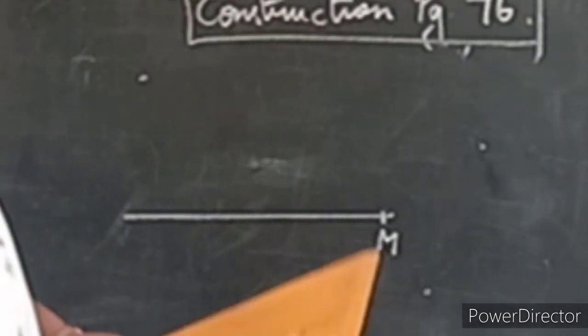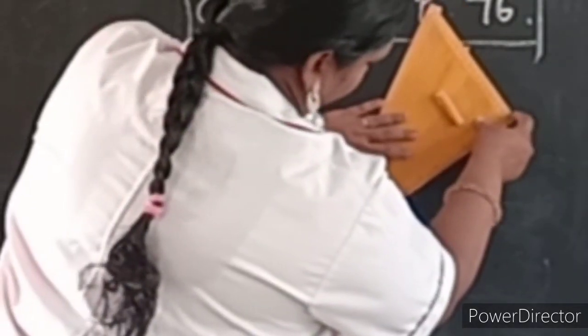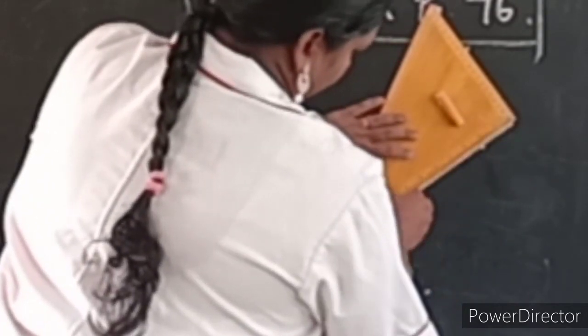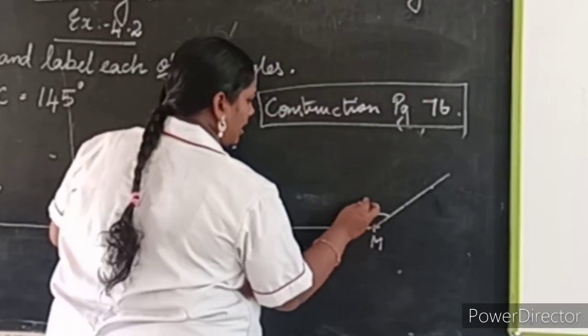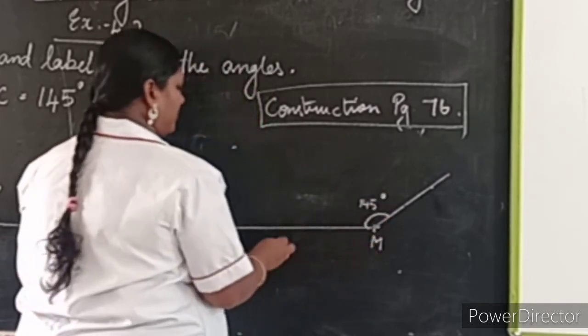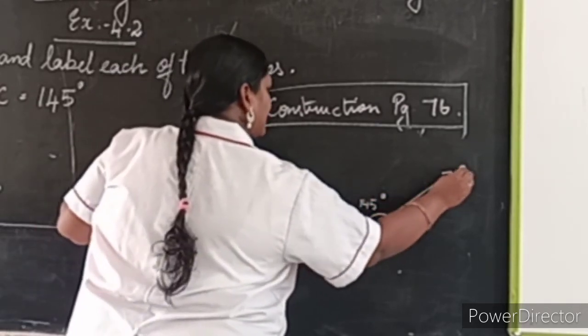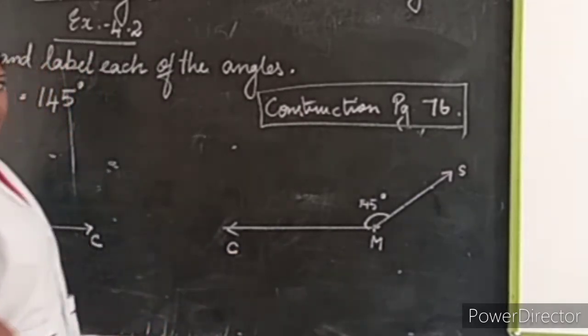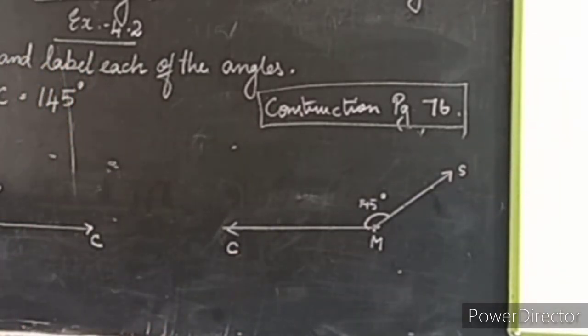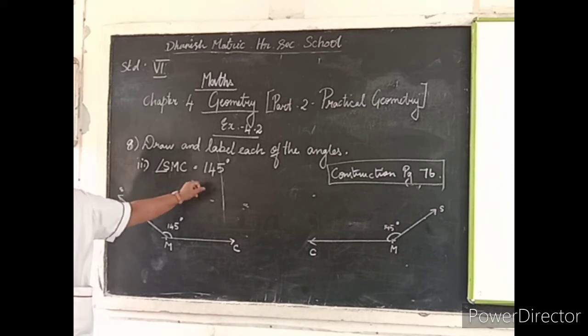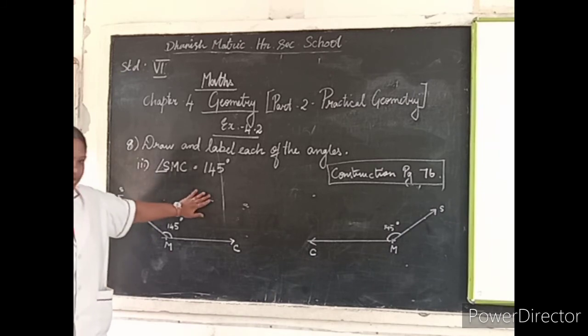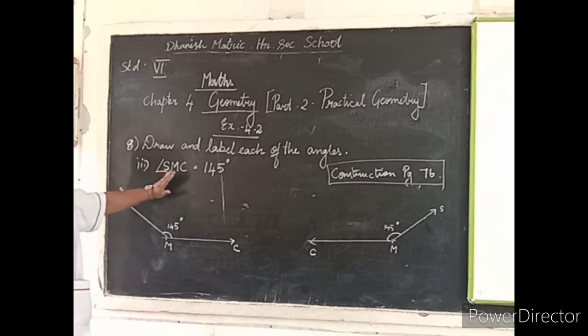Now I'm using a ruler, joining these two lines. Should be 145 degree. So yes, M and C. Is that clear, students? For this also, the construction is in page number 76. You have to copy. Before that, you have to change the number and the angle. Okay, students. I hope you understood the practical geometry. The first one, construct a line segment and the second one is drawing an angle.